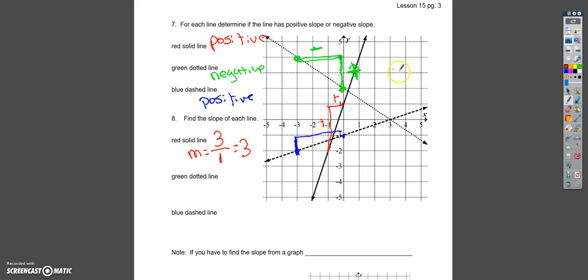The green line, we went +2 and 1, 2, 3, -3. So for the green line, rise was 2 and run was -3. So our slope was -2/3. The blue line, we rose 1 and ran 3. So rise is 1, run is 3, and that's our slope.